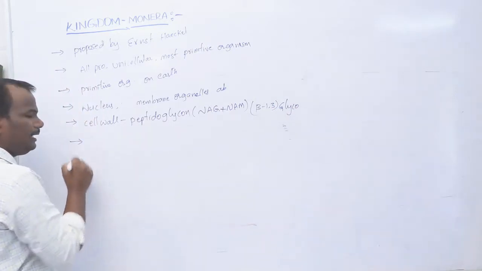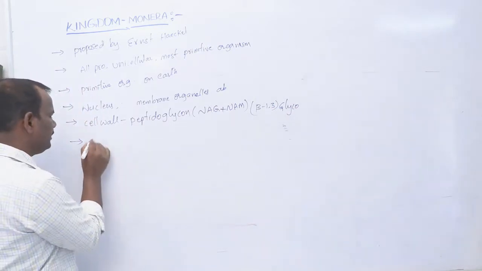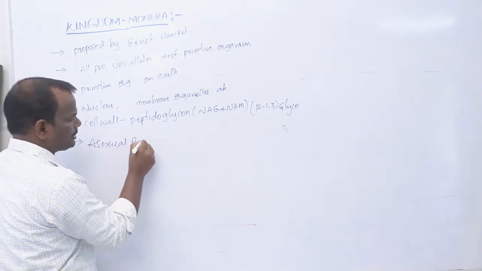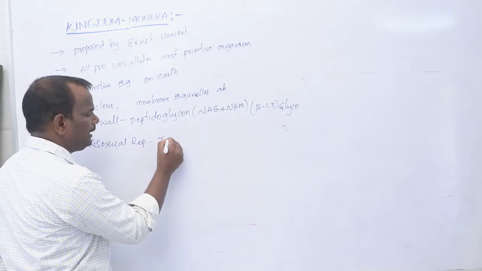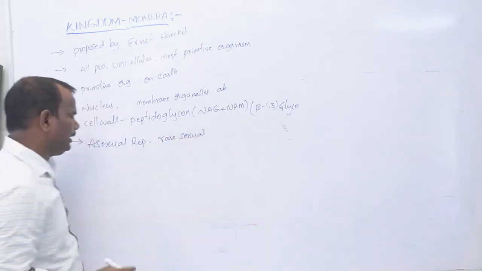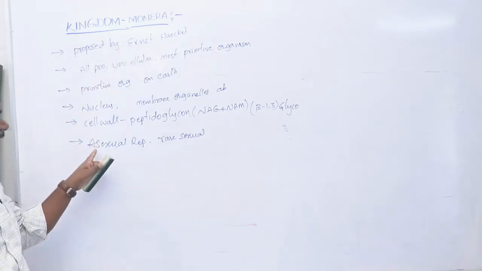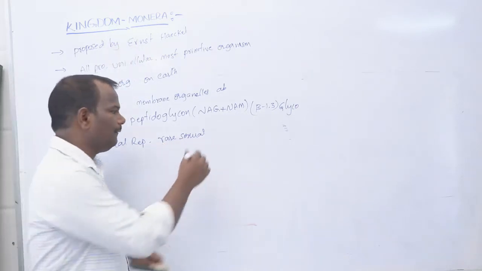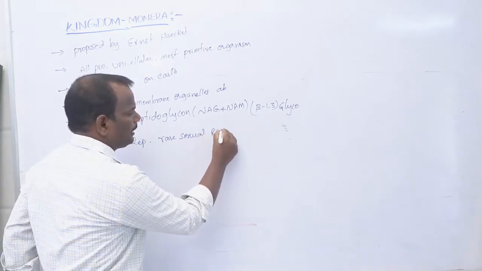These organisms mostly reproduce asexually, but sexual reproduction is rare. So in these Monera, asexual reproduction is common, but sexual reproduction is rare.